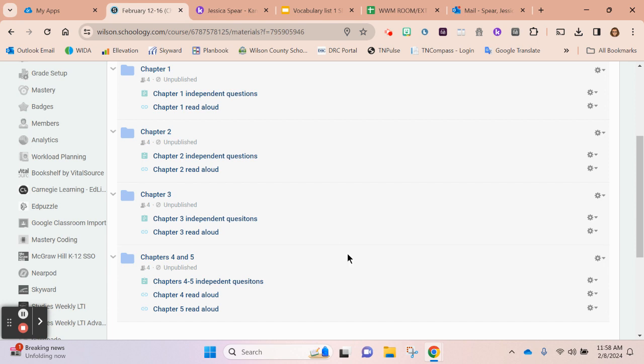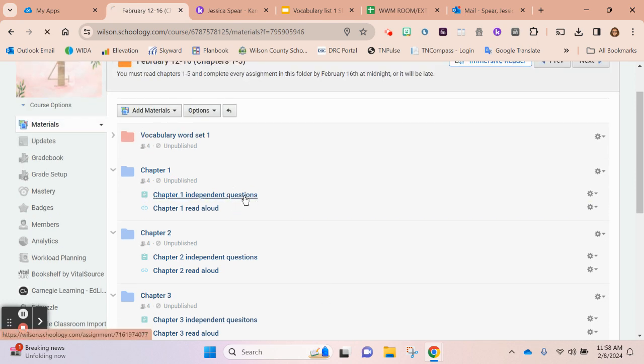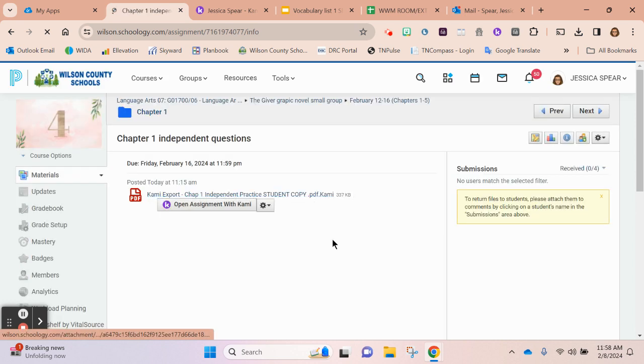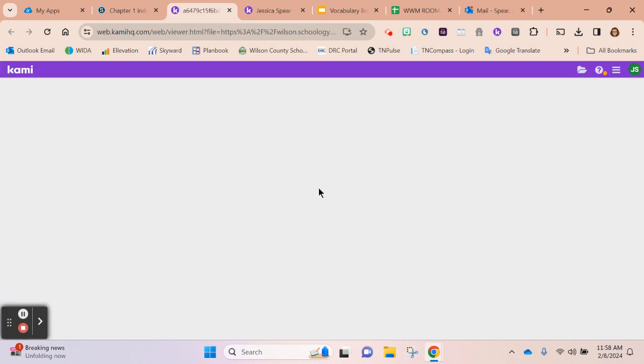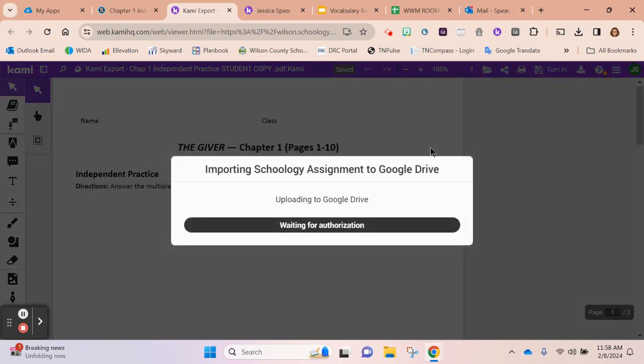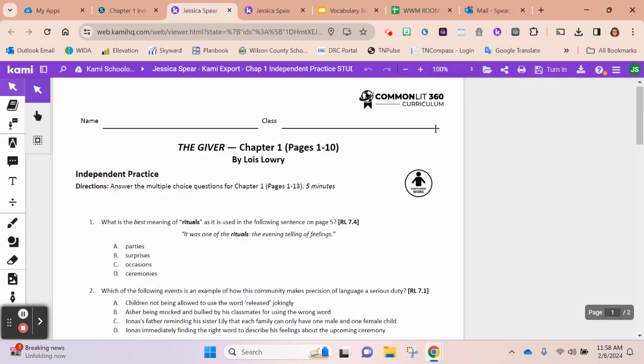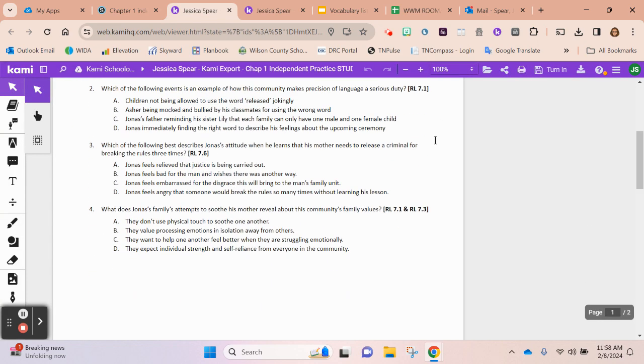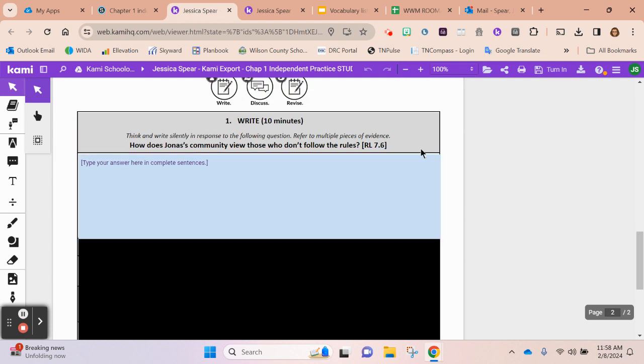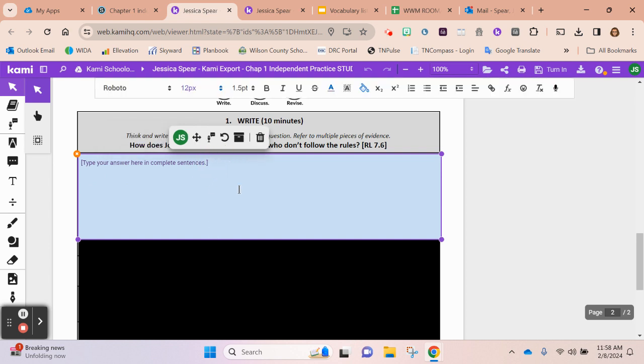One thing I want you to notice, this is also in Kami. Once I open this one in Kami, it starts out with multiple choice questions. If you need it read aloud to you, it's a good thing that Kami can read to you. So you have 4 questions that are multiple choice, and then 1 question that you need to answer in a complete sentence. I have provided you a text box. All you have to do is click on it, and you should be able to type.